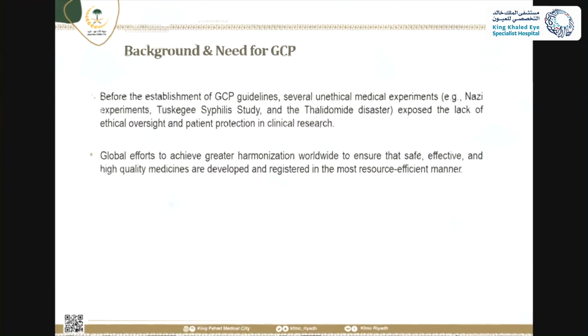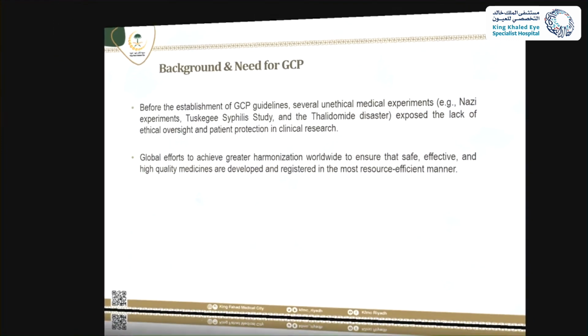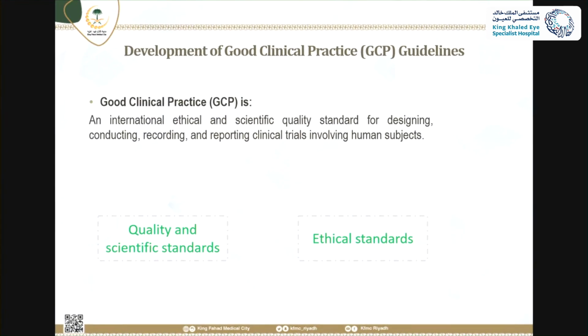But by the end, after all of these scandals, many guidelines were developed, and in 1996 there was an international agreement between the 3 major players in the conduct of clinical trials, United States, Europe, and Japan, to come up with a standardized guideline that governs clinical trial conduct all over the world. So as I mentioned, GCP is an ethical and scientific guideline that governs the conduct of clinical research. So we have 2 components, the quality and scientific standards and the ethical standards.